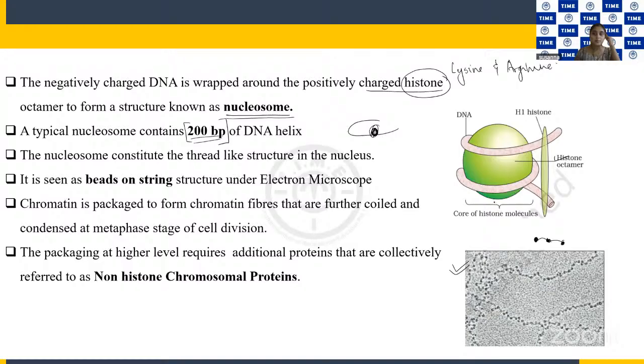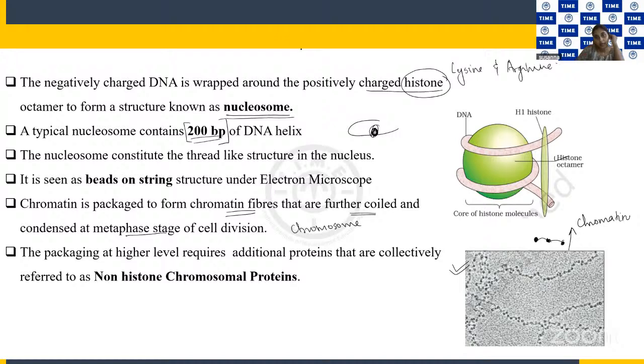Okay, so this bead on string structure we call chromatin. So chromatin will be a thread-like structure or a bead on string structure. And this chromatin is packaged to form what? Chromatin fibers. These chromatin fibers are further coiled, and they are condensed at the metaphase stage of cell division. So when these chromatin fibers are further coiled, we call them chromosomes. So don't get confused with what chromatin is, what chromatin fiber is, and what a chromosome is.